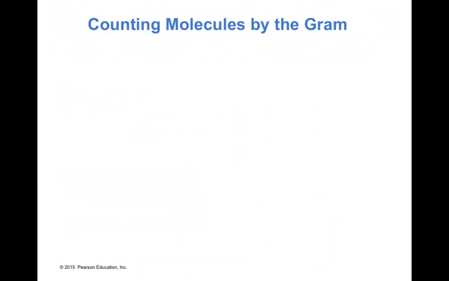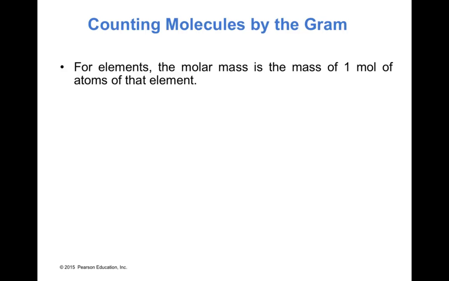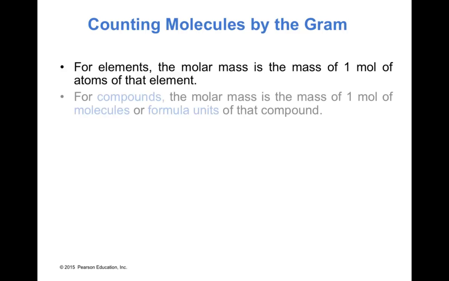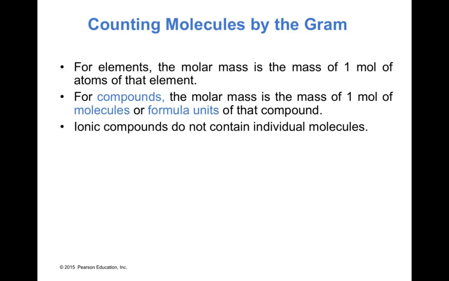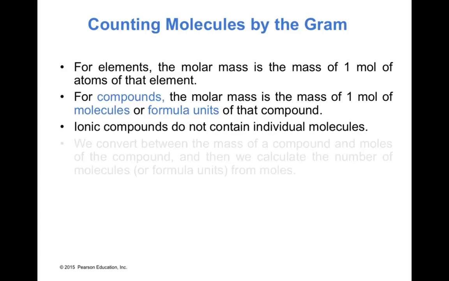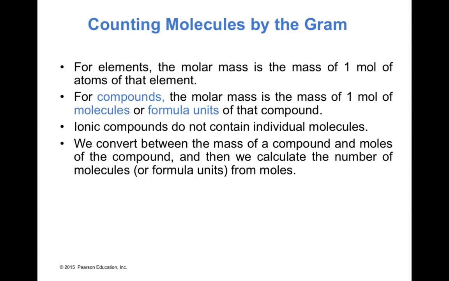So counting now the molecules by the gram. For elements, the molar mass is the mass of 1 mole of atoms of that element. For compounds, the molar mass is the mass of one mole of molecules, or formula units if we are talking about ionic compounds, of that compound. Ionic compounds do not contain individual molecules. We convert between the mass of a compound and moles of the compound, and then we calculate the number of molecules or formula units from the moles.